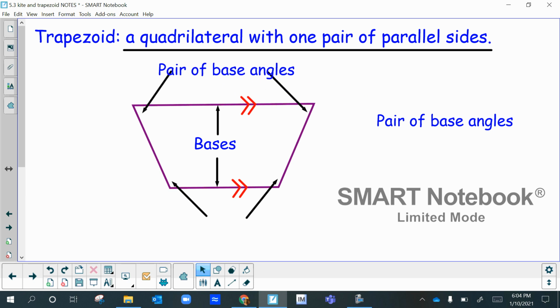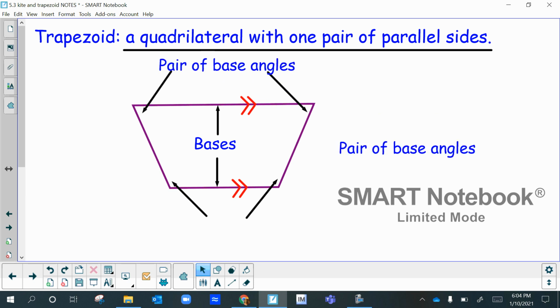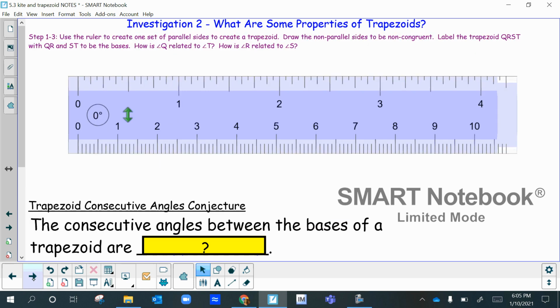So therefore, this is going to be a pair of base angles, and these two down here are going to be a pair of base angles. And so they kind of stick together. So if you hear us talk about that, or it's on your homework, when it refers to the base angles, know that this is one pair and next to each base. And then the other pair is on the other base. Okay, so let's discover some properties here.